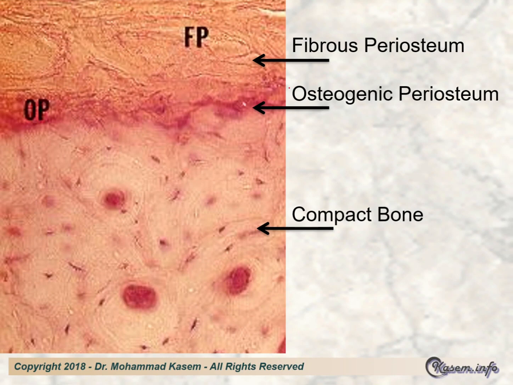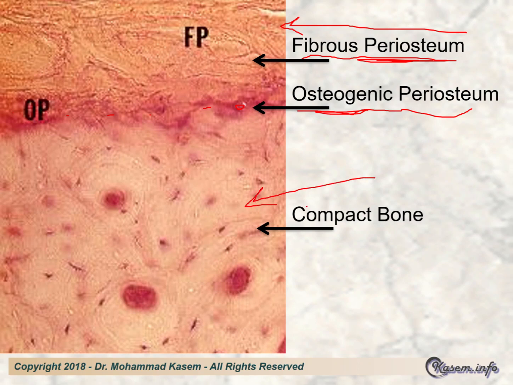Let's see this nice figure to view the periosteum. You can find the outer fibrous layer, and this is the inner osteogenic periosteum, which contains the osteoblasts in this area. And deeper, you can find the compact bone here with the Haversian canals, surrounded by lamellae of osteocytes.